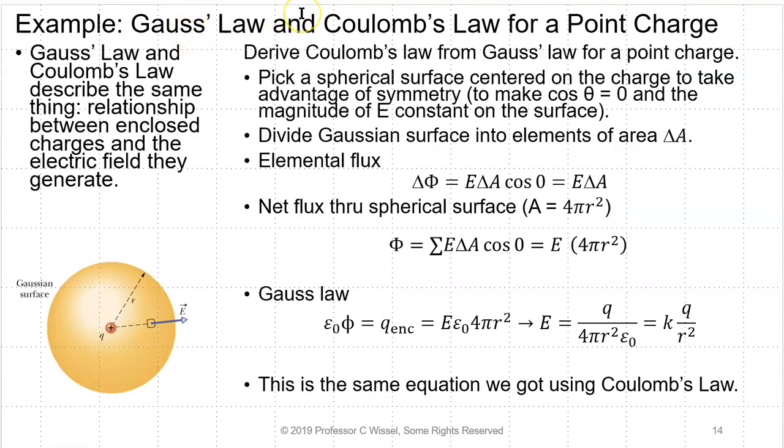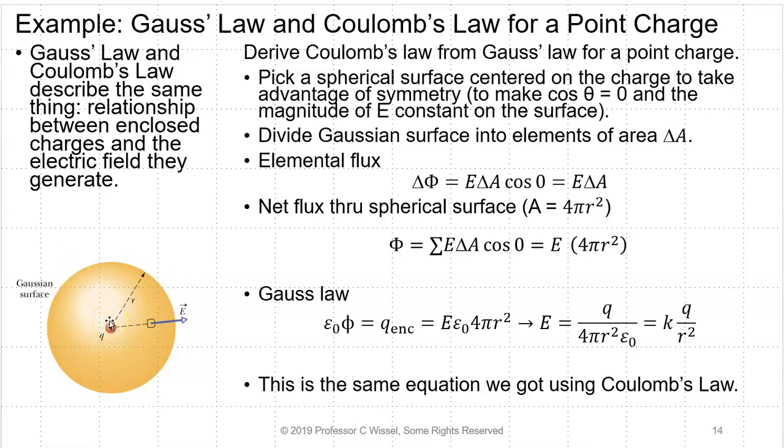Now here's an example for Gauss's law and Coulomb's law. We're going to derive it for a point charge. Gauss's law and Coulomb's law actually describe the same thing, the relationship between enclosed charges and the electric field we generate. Here's a point charge. We're going to pick a Gaussian surface, a spherical surface that is centered on the point charge. Why? Because we want to take advantage of symmetry.